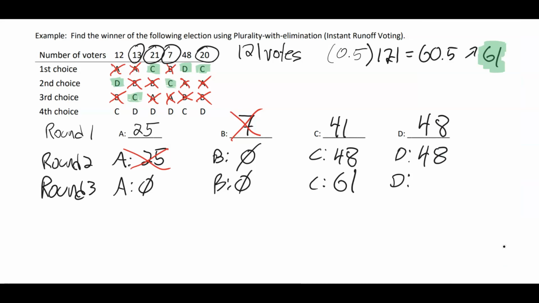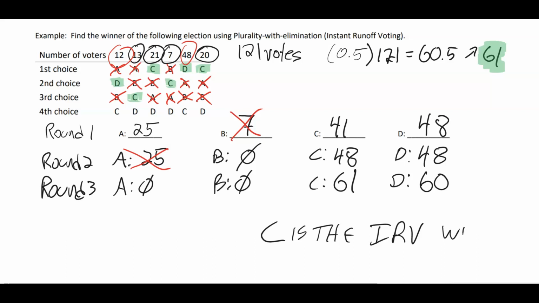And D did pick up some first place votes. If we look at D, 60. Wow, so D started off being the plurality candidate, the most first place votes. But by the time we got through all of the eliminations with the instant runoff voting method, we end up with C having the majority. So what we now know is C is the IRV winner, or the plurality with elimination winner.